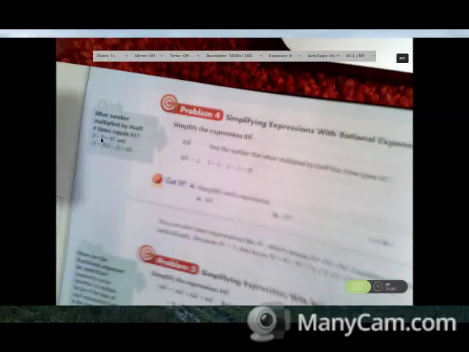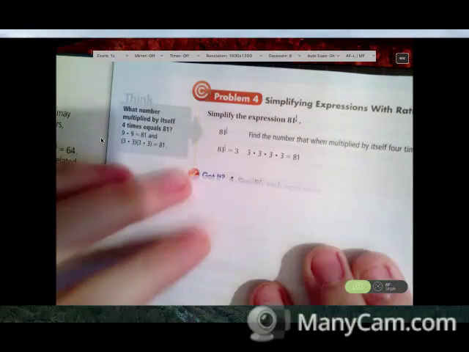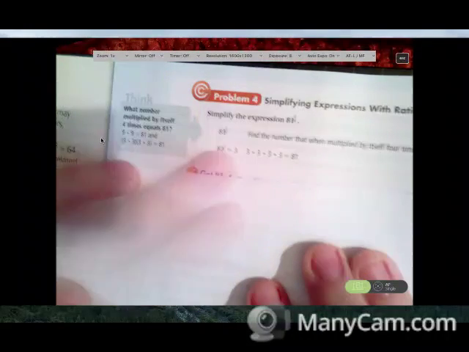Let's look at problem 4. Simplify the expression 81 to the 1/4 power.